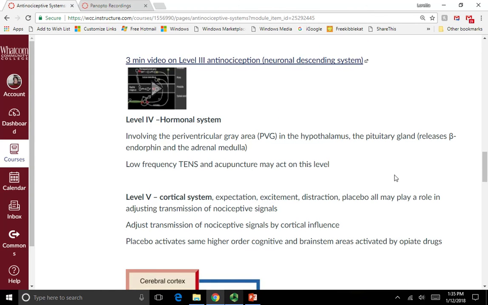This is also descending. It involves the periventricular gray area in the hypothalamus. The pituitary gland releases beta endorphin, and the adrenal medulla also releases beta endorphin. Low frequency TENS and acupuncture may act on this level. Remember when we did the 1 to 10 megahertz, that low frequency TENS, and we got just a little bit of muscle contraction? That might activate level 4. It's not proven, but that's the theory, that's where that acts. It's a descending system. It happens in the hypothalamus, pituitary gland, and adrenal medulla.